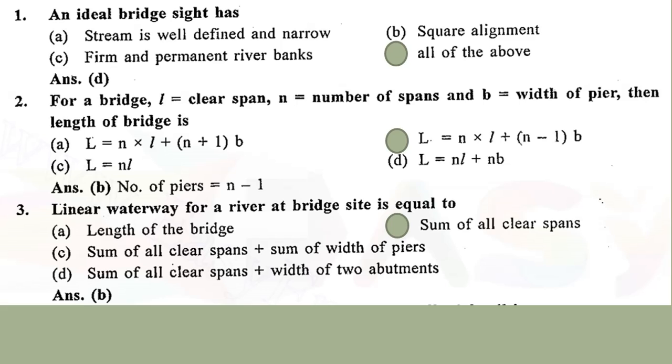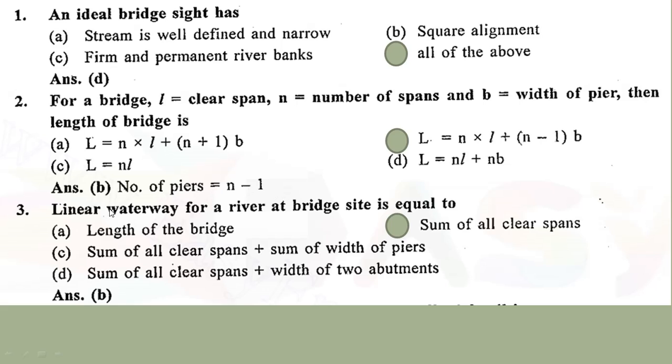Then for a bridge, L is equal to clear span, N is equal to number of spans and B is equal to width of pier, then length of bridge is equal to N into L plus (N minus 1) into B. So, number of piers is equal to N minus 1.